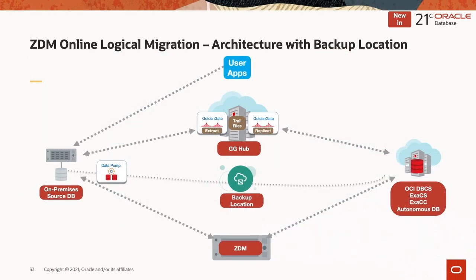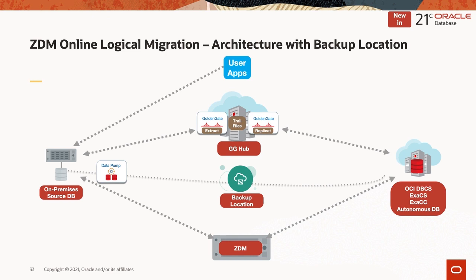Now, before moving forward, let's step back for a second and see the overall architecture. We have ZDM running on an Oracle Linux 7 box. Then we have the on-premises database. We have the target database cloud service. We have a backup location, and then we have a GoldenGate Hub.